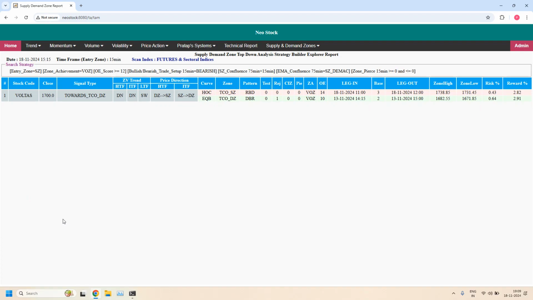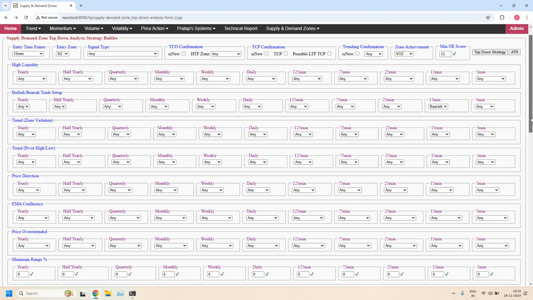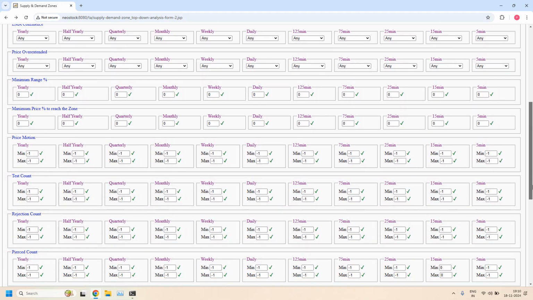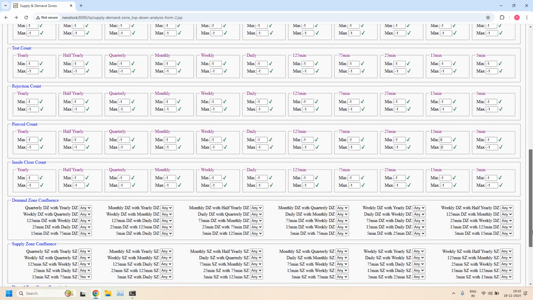Okay, now let's verify LTF, ITF and HTF supply zone confluence. I am removing the EMA filter. Earlier, with LTF and ITF, we got 13 stocks. Now let us add HTF also into those stocks. HTF confluence, that is 15 minutes, 75 minutes and daily supply zone confluence.